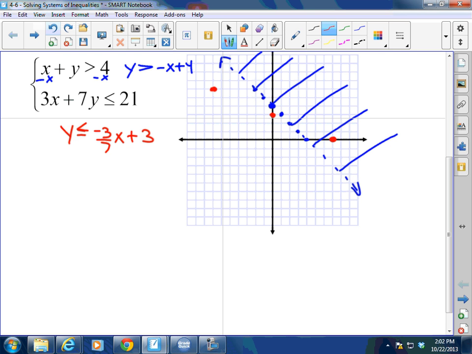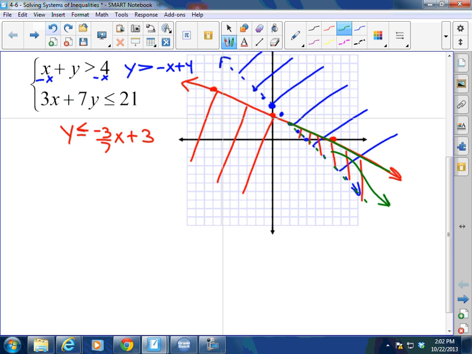Solid or dashed? Solid. Am I going to shade above or below? Now watch. You can go below here, right? But look, isn't this area here where you're overlapping? So this area right here, guys, that whole section are my possible solutions.